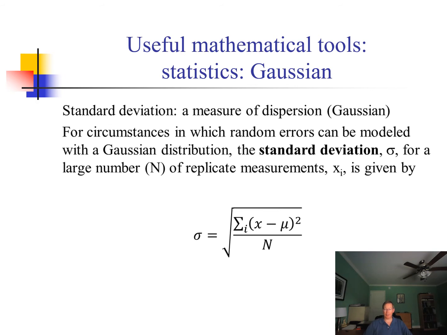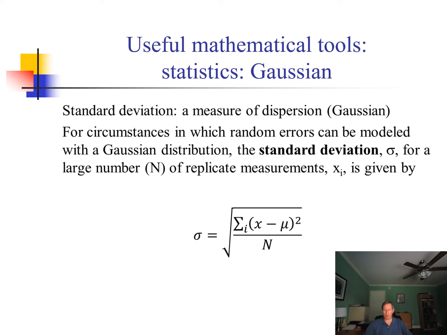I can calculate a measure of dispersion, and this dispersion is for a Gaussian distribution. Now, Gaussian distributions apply very broadly to measurements that are made of real numbers. They can either be positive or negative. They can either be whole numbers or partial numbers. And that's given by the standard deviation.